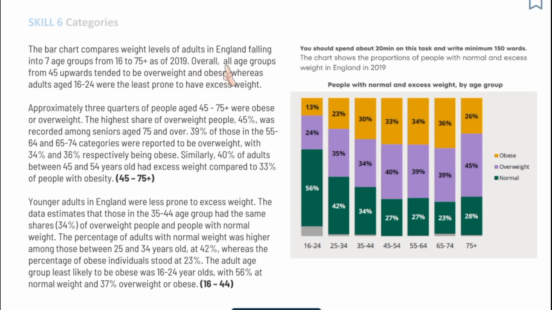Overall, all age groups from 45 upwards tended to be overweight and obese, whereas adults aged 16-24 were the least prone to have excess weight. So here we have two key features. Let's have a look at the introduction.